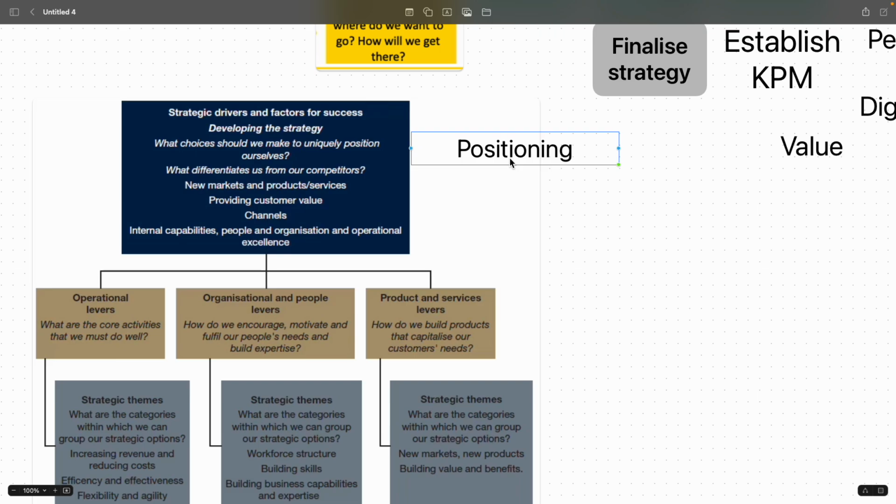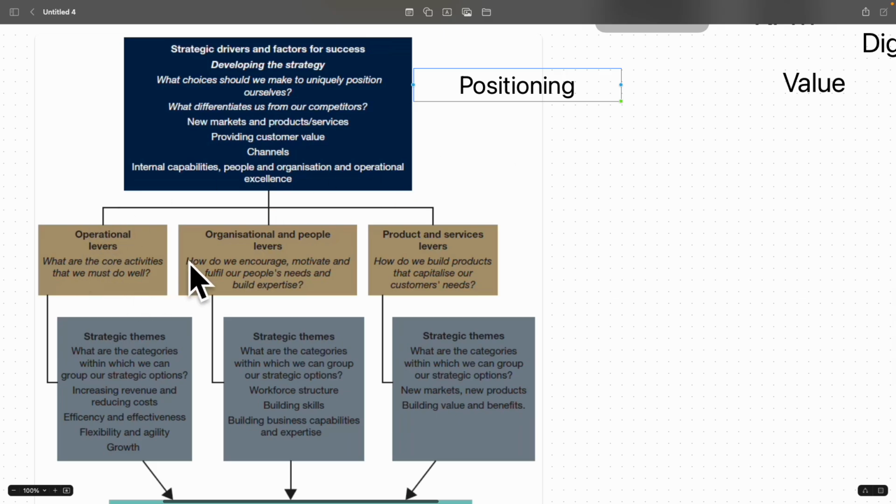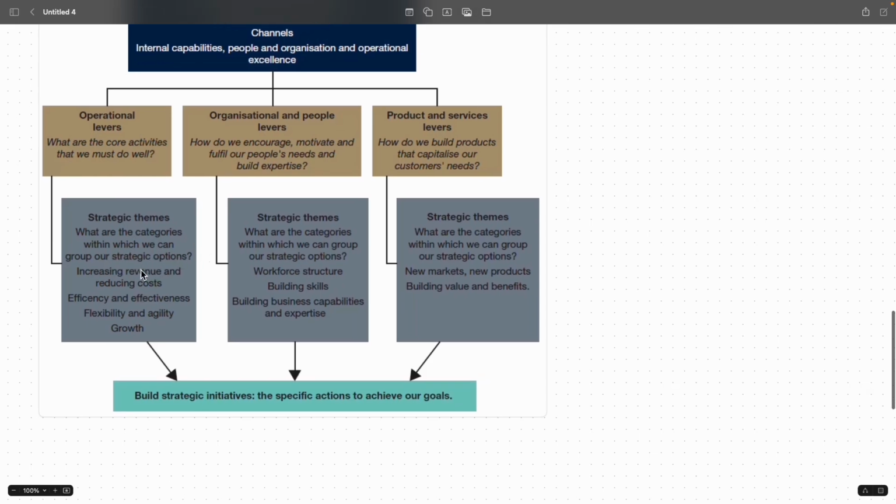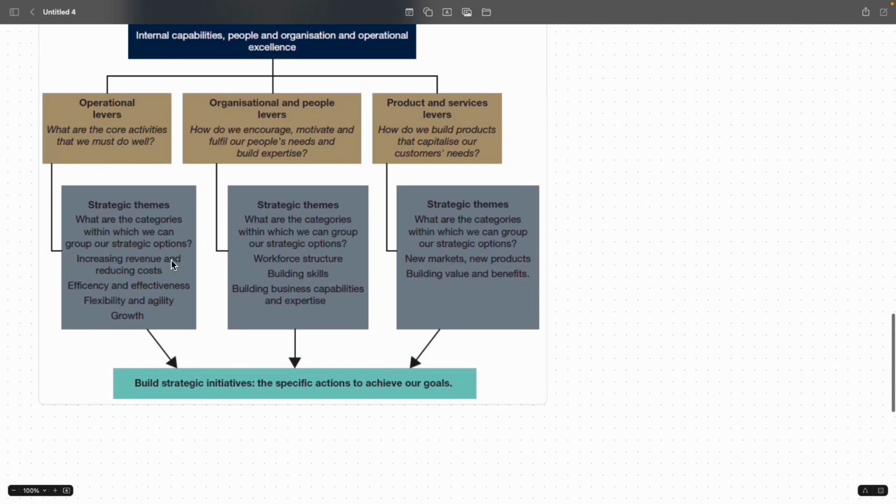Then you have to look at your operational level, organizational people level, and product and service level. Now, operational level: what core activity must we do well? So here you have certain activities you have to do well, which includes the team. You might say, I want to improve. So what are the categories within the organization? We can group the options. So maybe you can group into, let's increase revenue, let's reduce costs. Got it? These are very common ones.